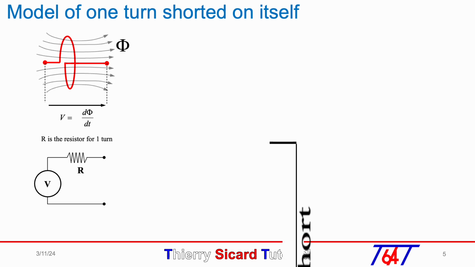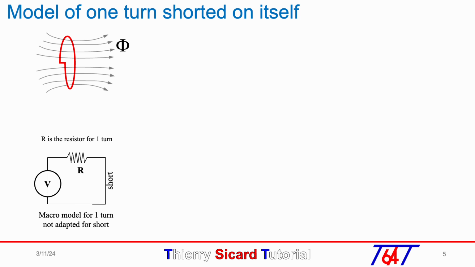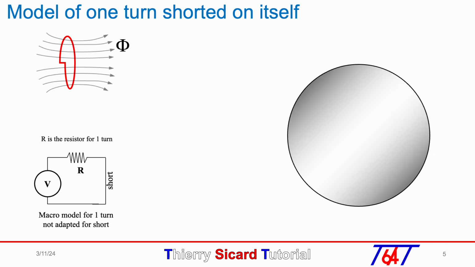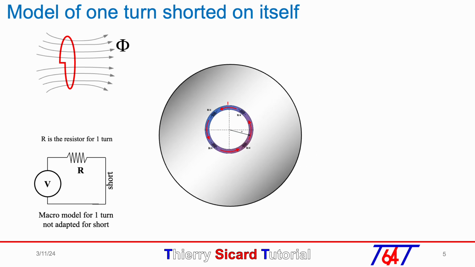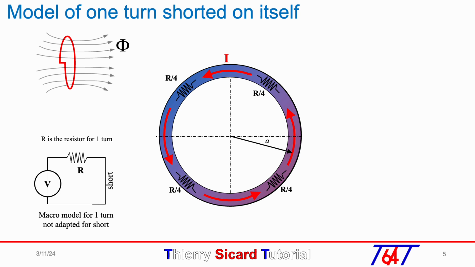But this macro model reaches its limit if the winding is shorted on its own resistance R. If we show the current capital I rotating on the thin edge of the iron cylinder of diameter A, as an example, we can imagine the one-turn resistance R cut in four resistances in series with a voltage V equal to R times I. But in this simplified model, if we measure on opposite sides, we will measure V over 2 across half R, or V over 4 across R over 4.